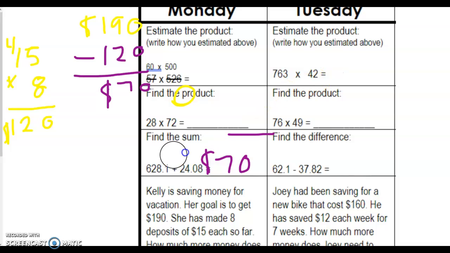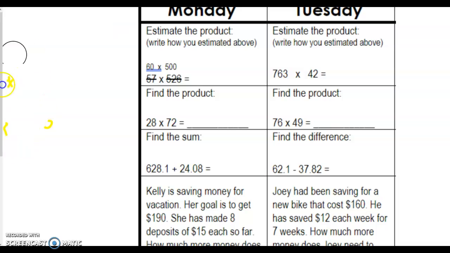All right. Let's see if there's anything that we need to notice about tomorrow's. Nope, it's pretty similar, right? We're estimating the product, so you're finding numbers that are pretty similar. Okay. You are finding the product, so you're doing the work. You are finding the difference, making sure that your decimals add up.